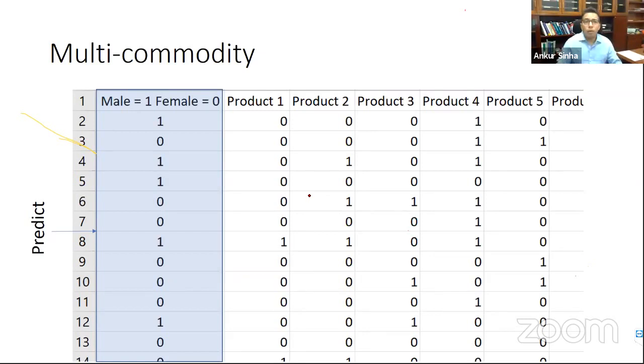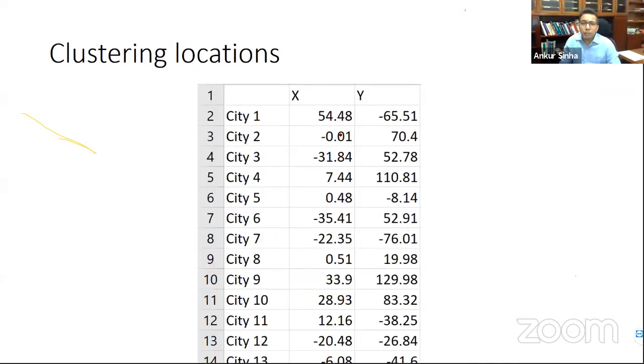The third problem that we are going to talk about is clustering locations. Now, what is the application of clustering? In this case, we have a set of locations, around 60 cities, and I want to form clusters. Clusters of cities. Why do I want to form clusters? Let's say I only have 5 vehicles, and these vehicles have to go and serve a good.